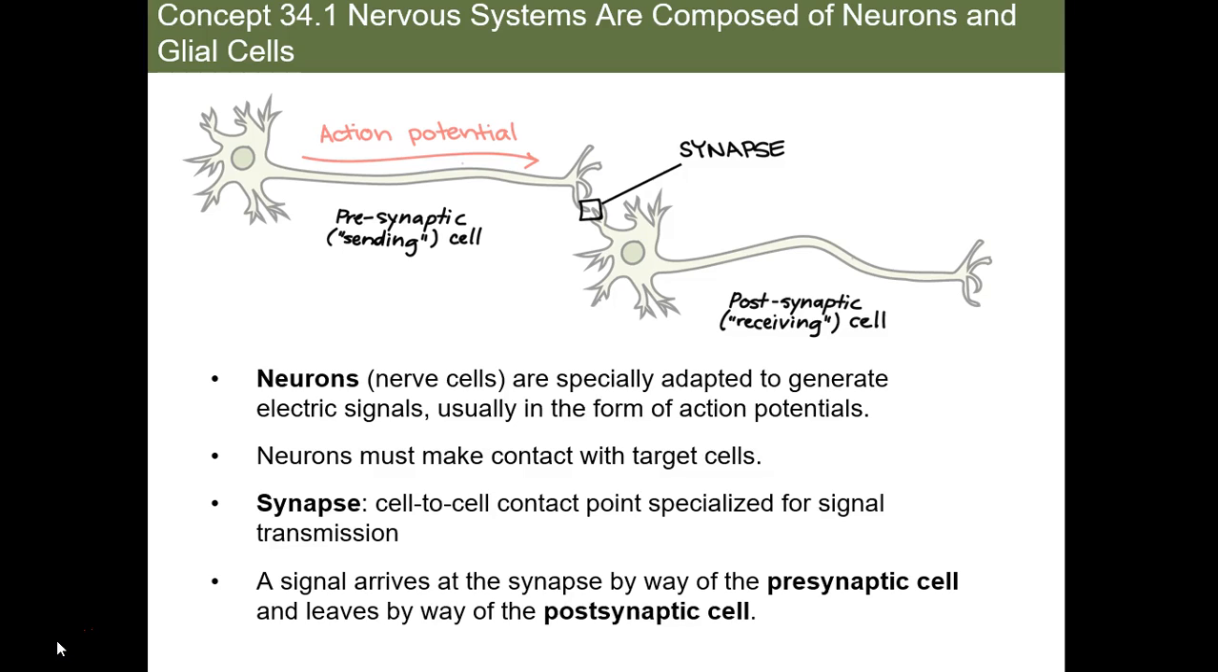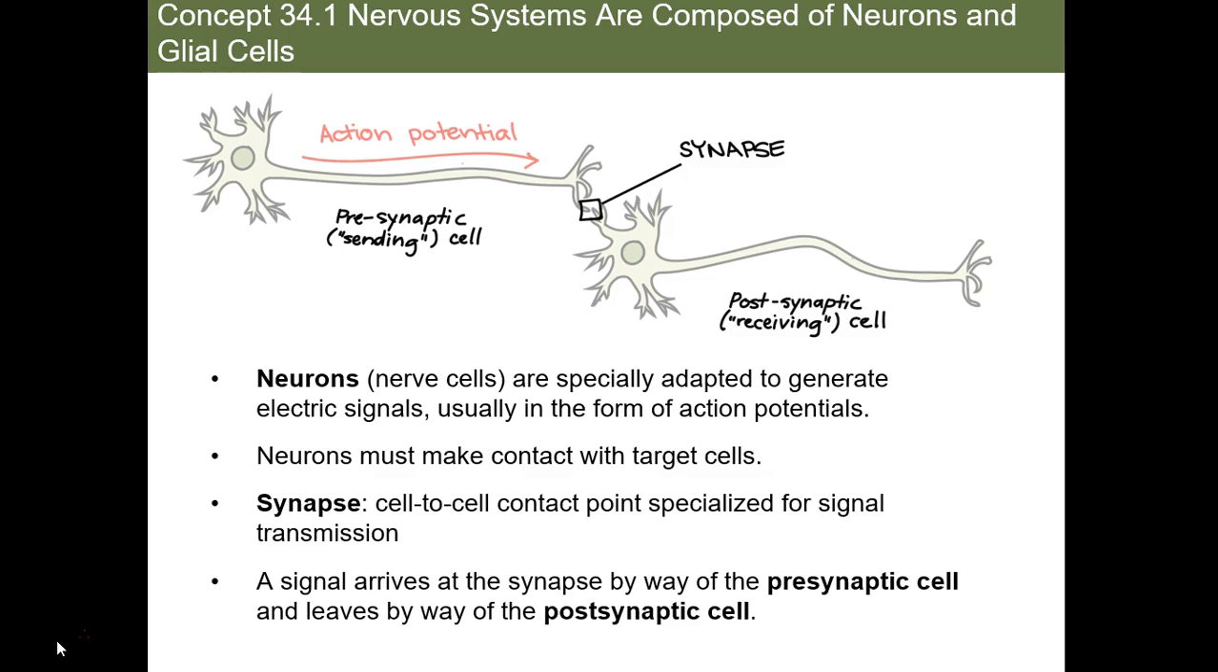Neurons, also called nerve cells, are adapted to generate electrical signals in the form of action potentials. Neurons must make contact with the target cell, as we will see later in the lecture. Synapse is the cell-to-cell contact point specialized for signal transmission. It is the point between two neurons, with a little bit of distance between them. The signal will transmit between this space, which is called the synapse.